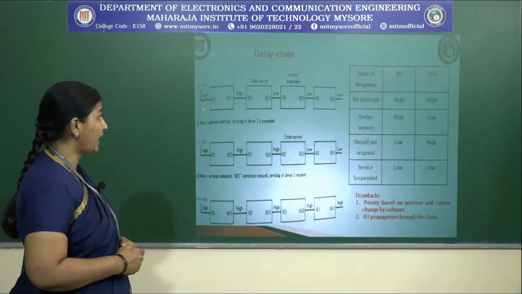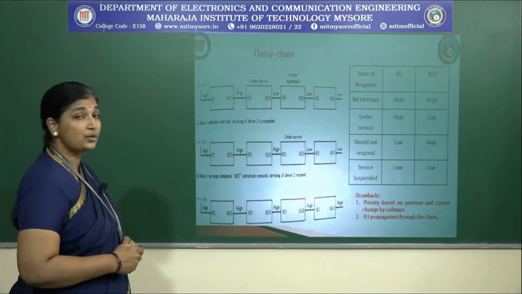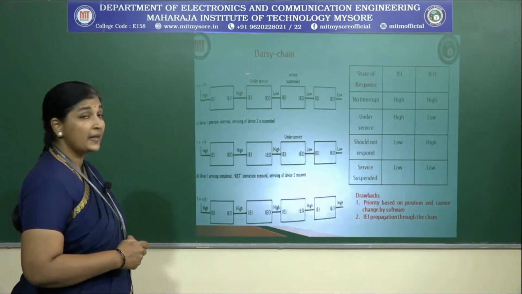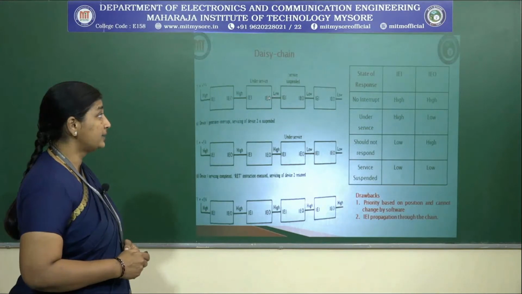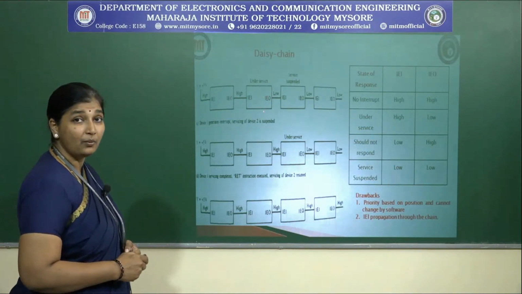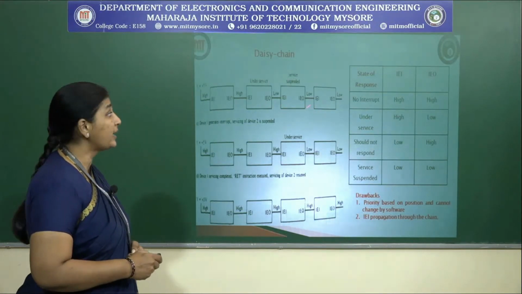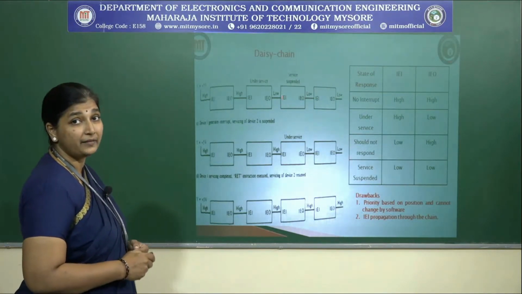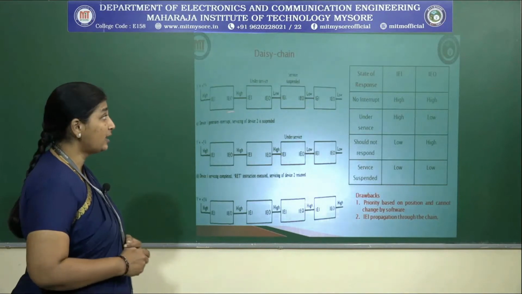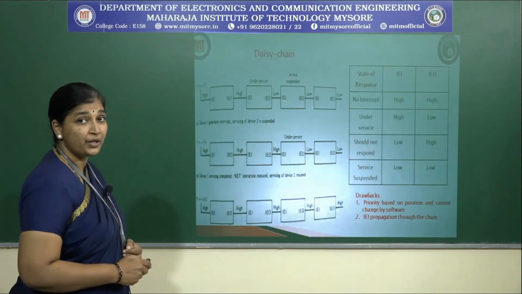First device high, then you have high. So the input for device 1 is high, but there is a low IEO. And device 2, IEI is low and IEO is also low at device 2. So there are different permutation combinations here, right?